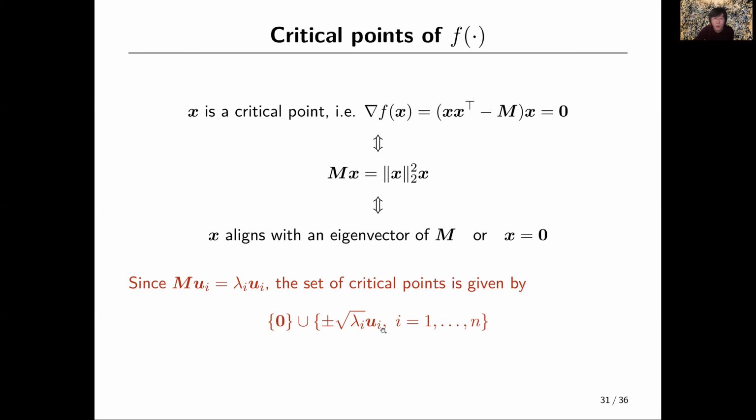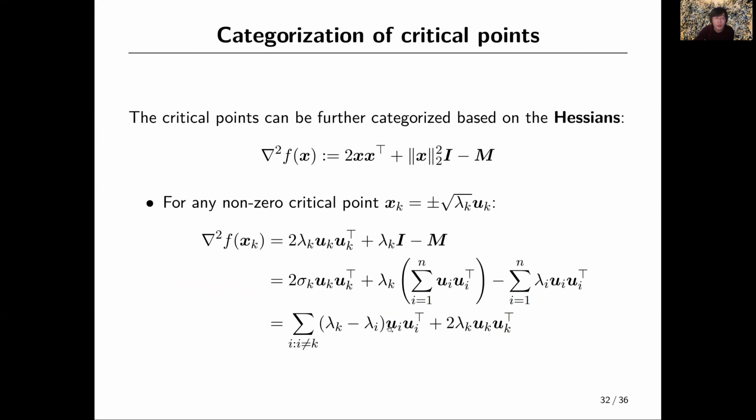Now, once we find all the critical points, we want to further categorize the different types of critical points. As we talked about a little bit in our preliminaries, we're going to look at the Hessian of our loss function at the critical points, where the Hessian can be written in this expression. So now we pull out a critical point, let's say a non-zero one, and plug it into our Hessian expression. With a few lines of calculation, we see that the Hessian also admits a very similar eigenvalue decomposition as the original data matrix M, except that the scaling of the corresponding eigenvalues is adjusted a little bit.